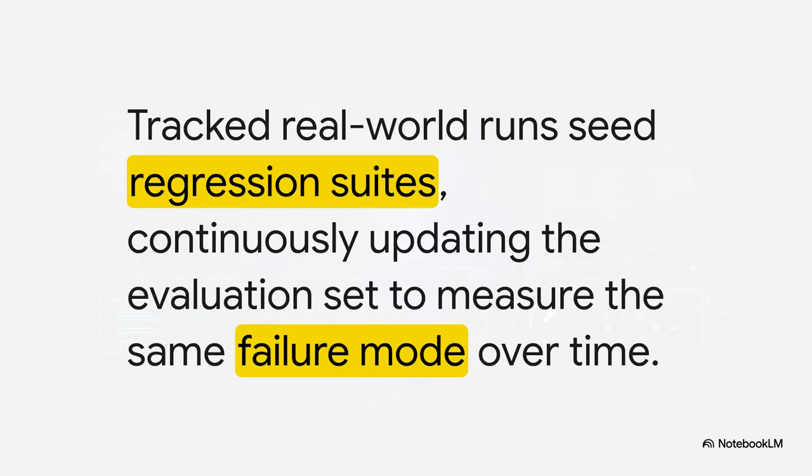Connecting these micro-level developer tools to macro-level operations is exactly what ensures a resilient production system. Tracked real-world runs seed your regression suites and your replay data. This continuously updates your evaluation set, ensuring that the exact same failure mode is measured accurately over time, even as your application evolves. It's like a self-healing loop.